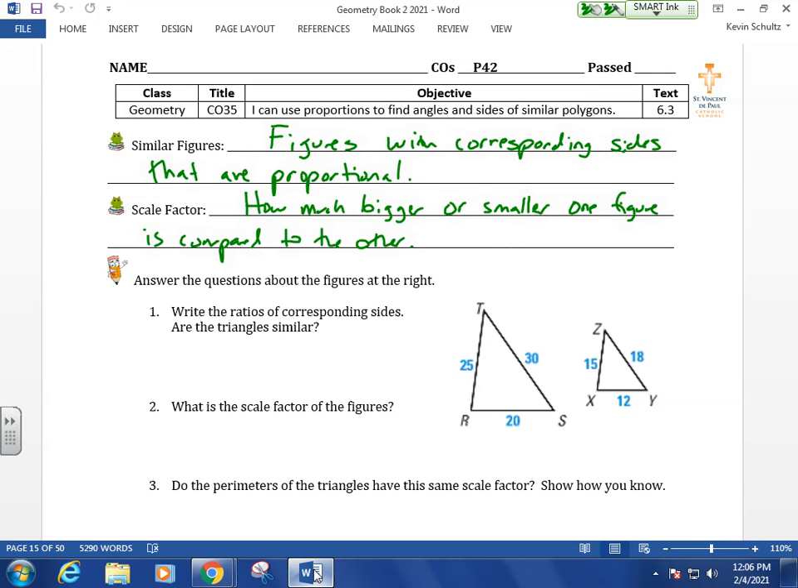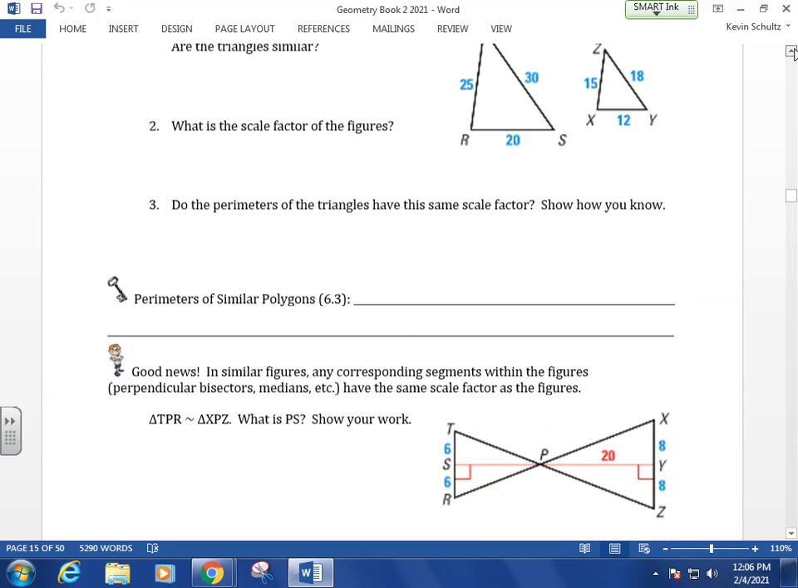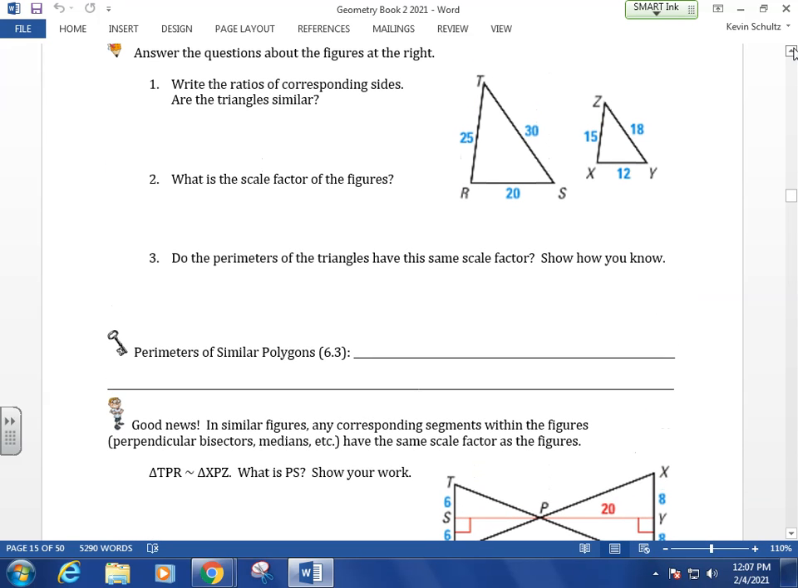And I'm going to scroll down a little bit here, and we're going to answer questions 1, 2, and 3. So get those definitions down, pause the video if you need some more time, and we will scroll on down. Got away from me there. There we go. So answer the questions about the figures at the right. So here we have triangle TRS and triangle ZXY. And it says, write the ratios of corresponding sides. Are the triangles similar? So I'm going to identify the corresponding sides with both colors and ratios here.